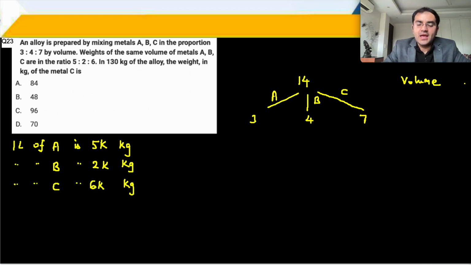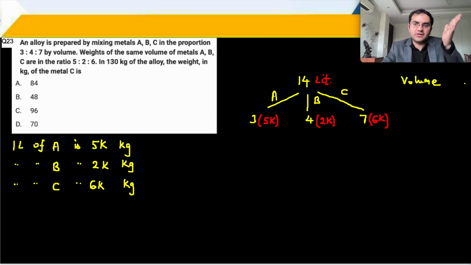ठीक है. Now the data that you have over here is 3 liters, 4 liters, 5 liters. So 3 liters of A becomes 3 into 5k kg, B becomes 4 into 2k kg, and C becomes 7 into 6k kg. Are you following what is happening? I have converted volume to weight. 1 liter of A was 5k kg, so 3 liters becomes 3 into 5k kg. This is now weight in kilograms.